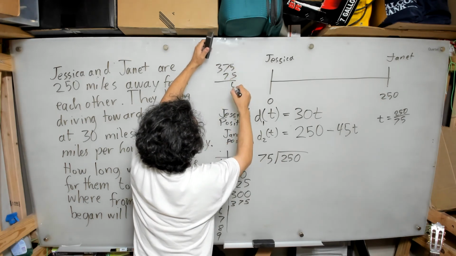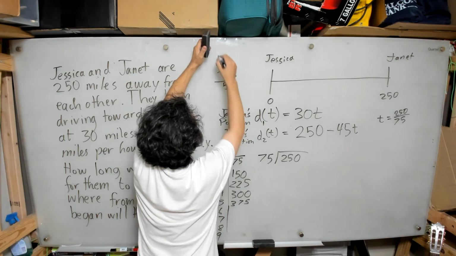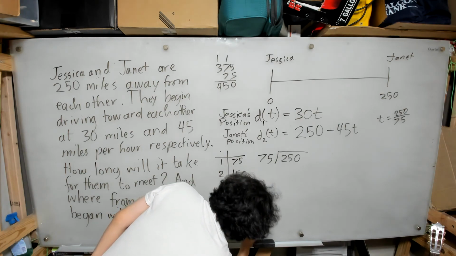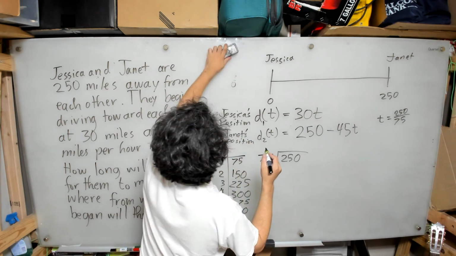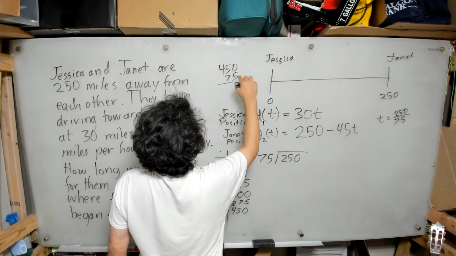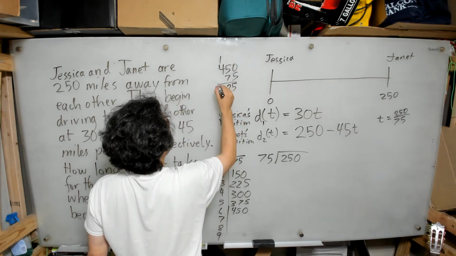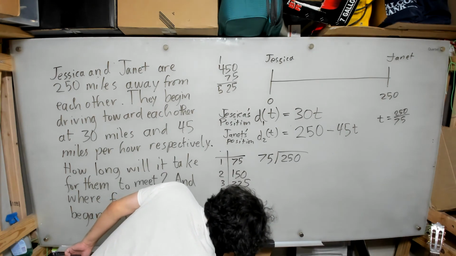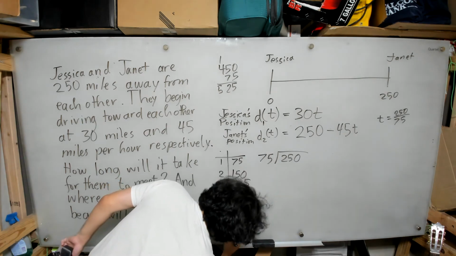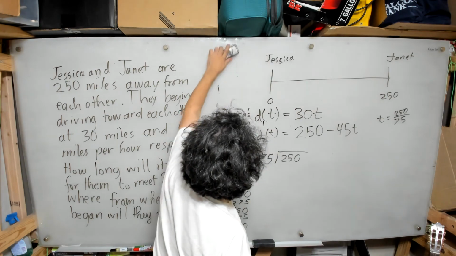5 plus 5 is 10, so I bring down the 0, carry the 1. 7 plus 7 is 14. I add 1, 15. I carry the 1. 450. I add 75 to that. 5 plus 0 is 5. 7 plus 5 is 12. Bring down the 2, carry the 1. 1 plus 4 is 5. I have 525. I add 75 to that. Oh, that's going to be 600. And then 675.